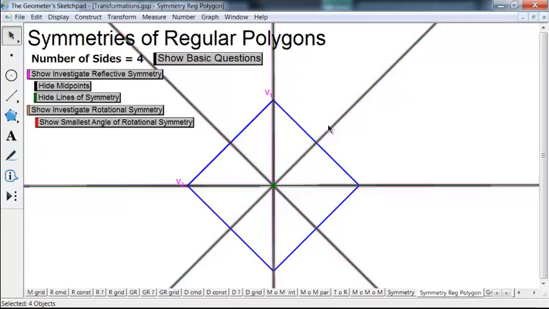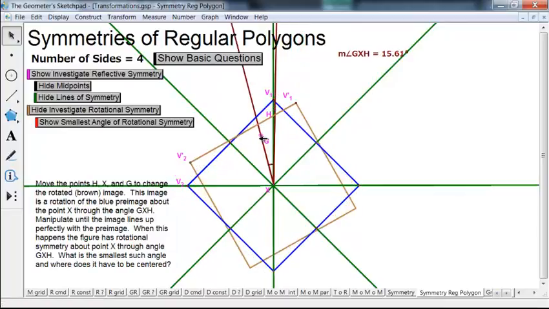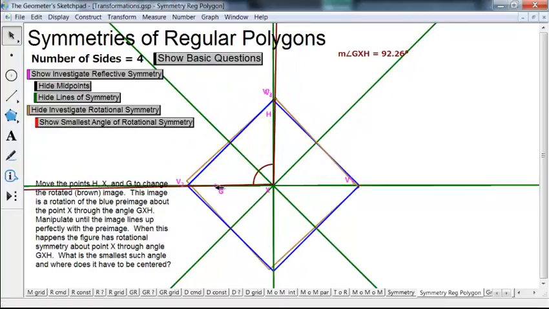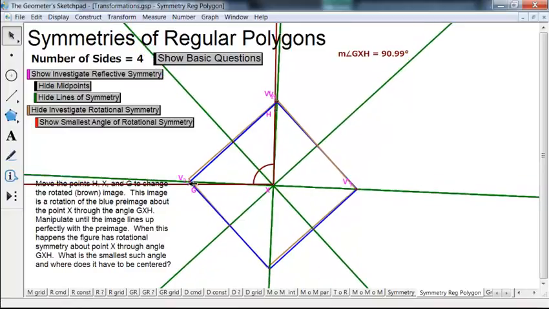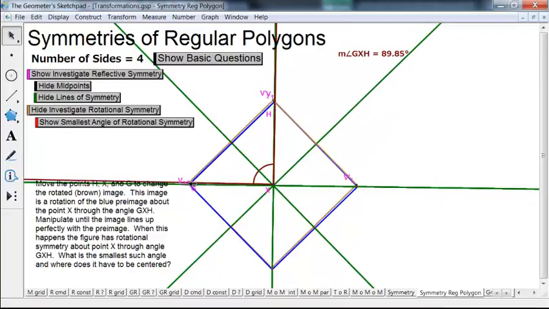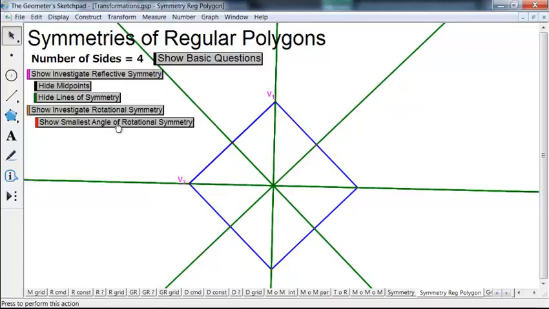Well, if you take the 2 of these that meet at the smallest angle, you double that angle, and you're going to get the smallest angle of rotational symmetry. So we should be able to go at the same center and rotate not to here, but all the way to here. And if I can get it lined up just right, those should grab the right point here. Those should in fact line up. Okay, so let me just hide that. So the smallest angle of rotational symmetry in this case is 90 degrees.